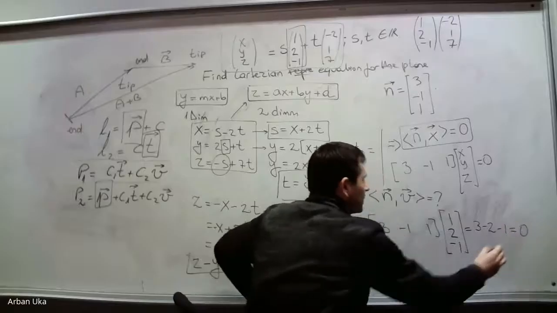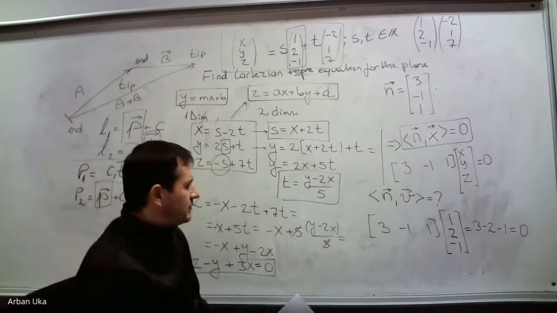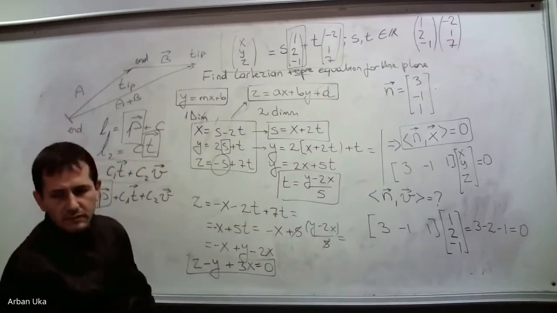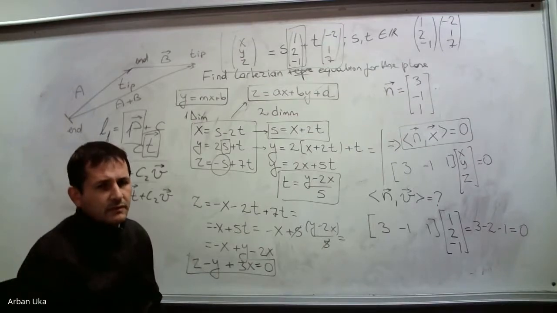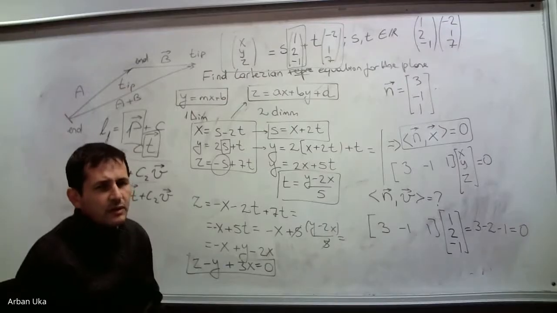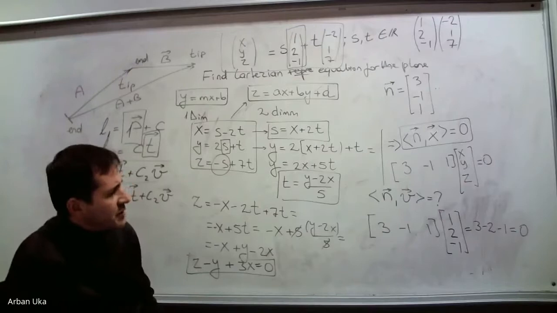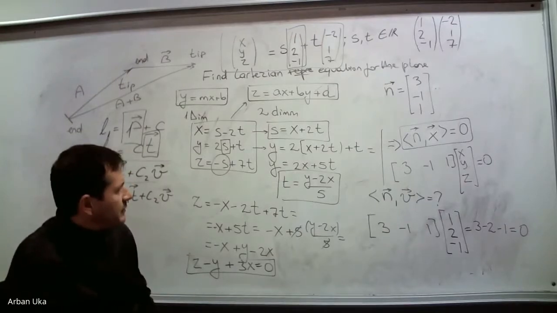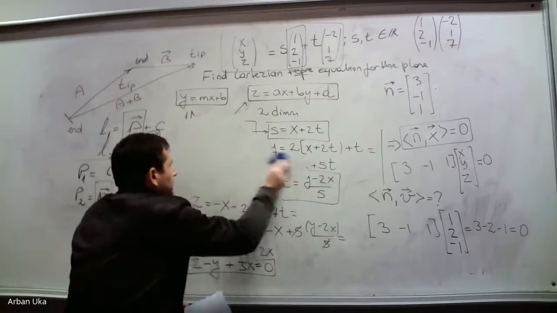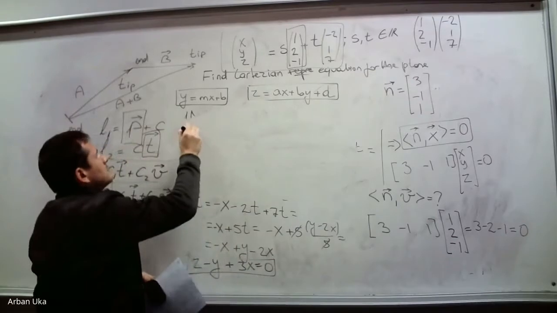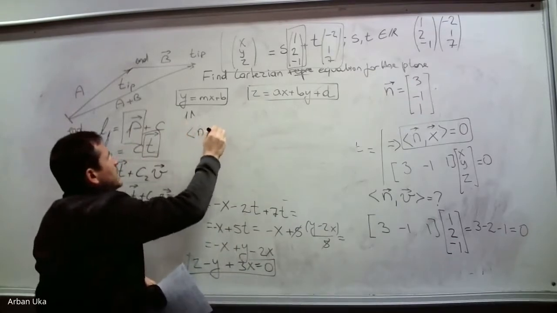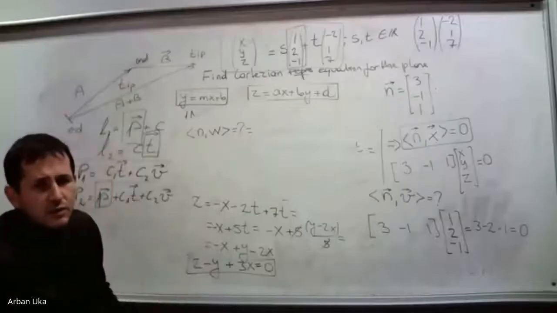Is this expected? Would you expect this to be 0? What do you think? Any comment? That's the inner product. Would you expect the inner product of these two vectors to be 0? Can you think about this for a moment? Anyone can answer this? Yes. Why could they be 0?